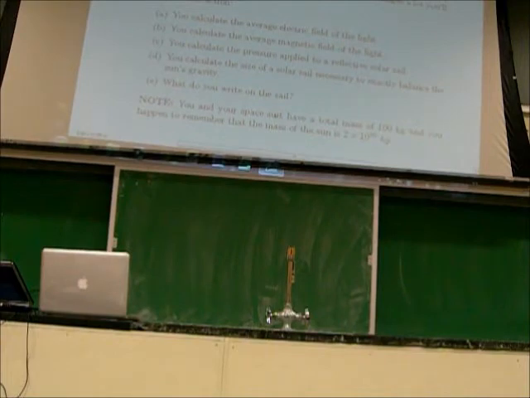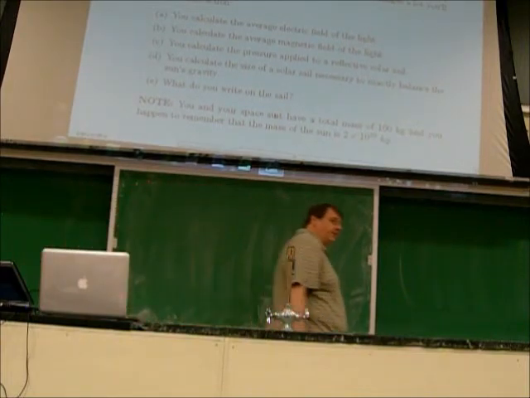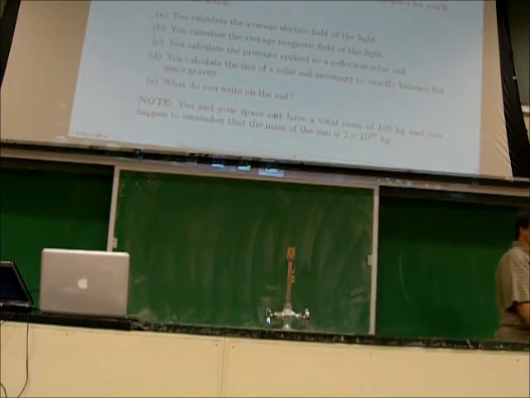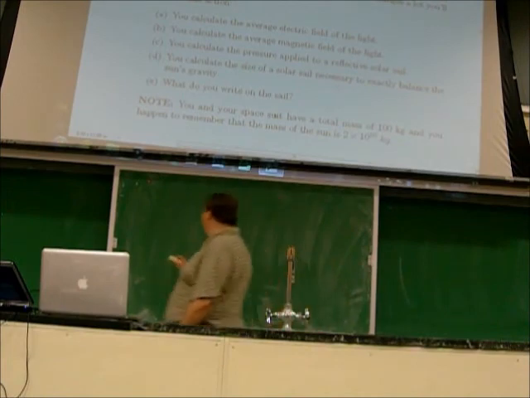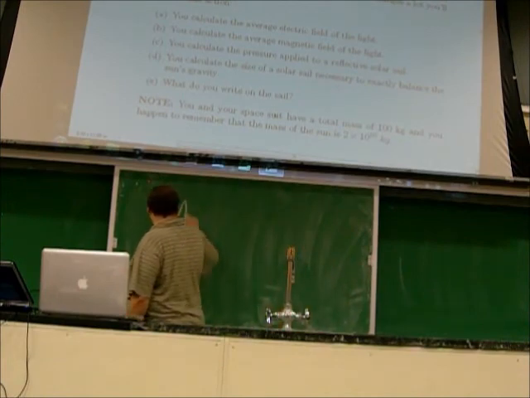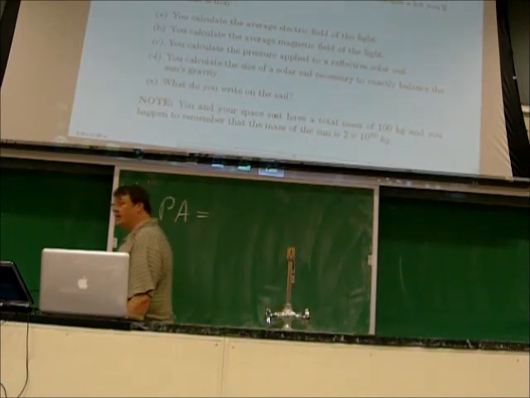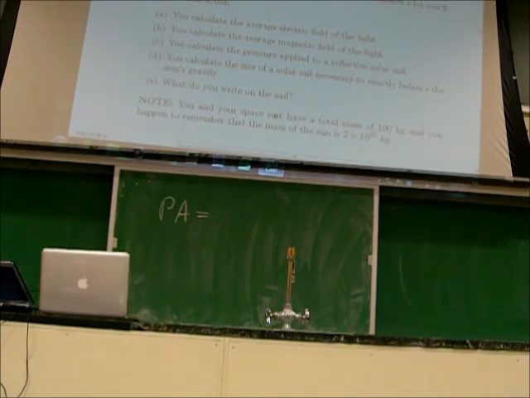So, okay. Now, calculate the size of the solar sail necessary. What would I mean by size? Area. So I would take the pressure that I'm getting due to the solar radiation and multiply it by what? Multiplied by area and set it equal to what? Force, which is GMm over R squared.